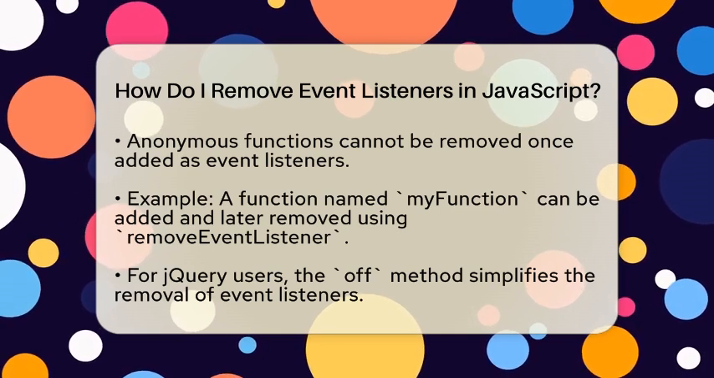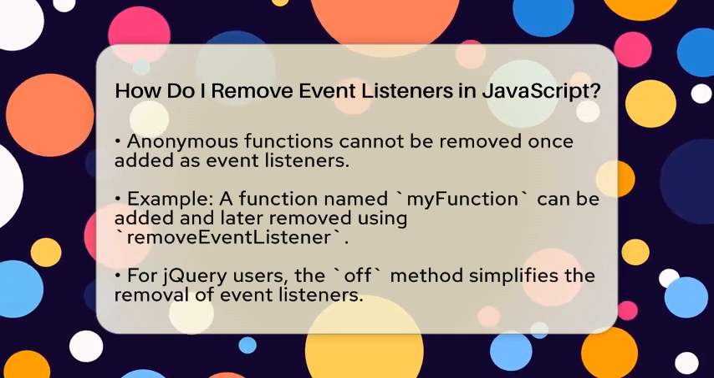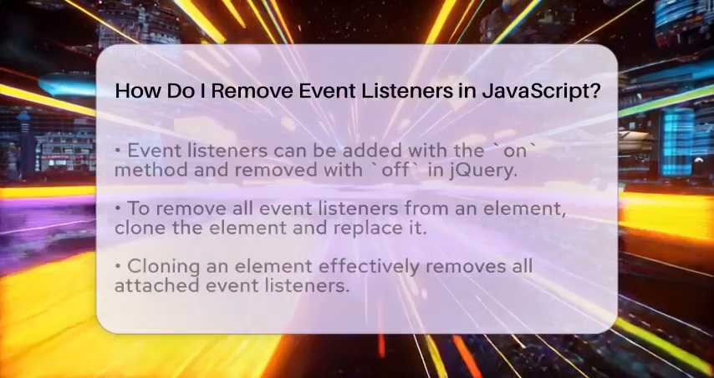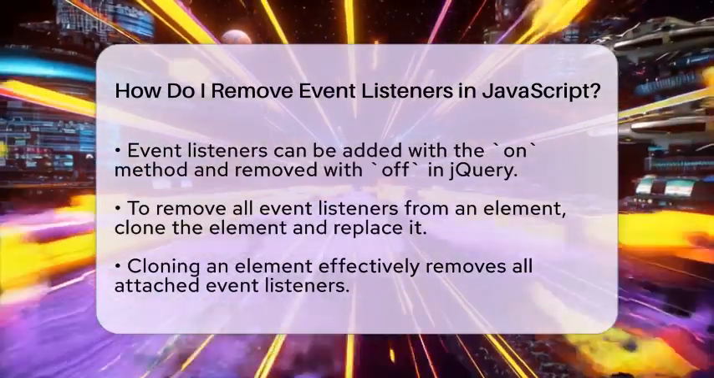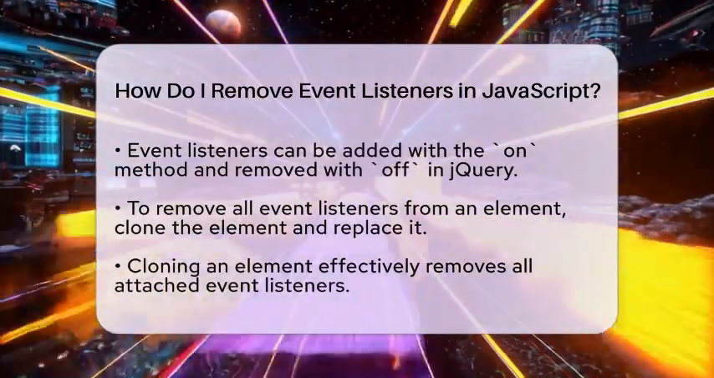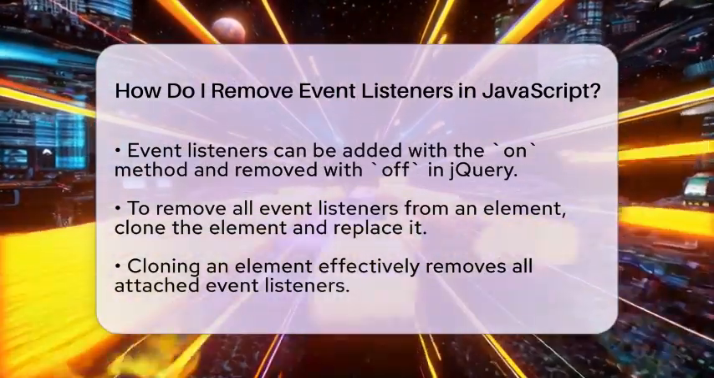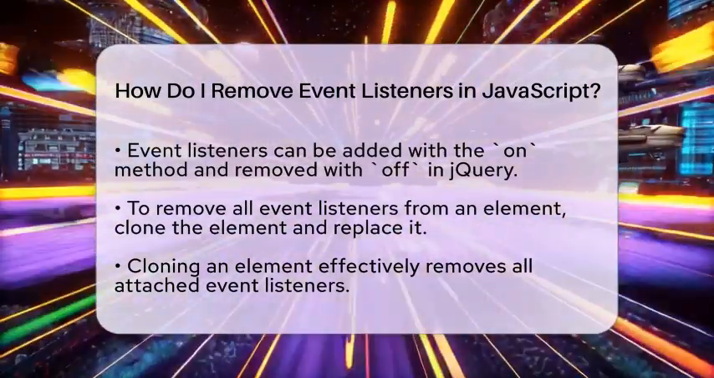If you are using jQuery, there is a convenient method called off. This allows you to remove event listeners easily. You can add an event listener using the on method and remove it with off. This is particularly useful for developers who prefer jQuery for their projects.